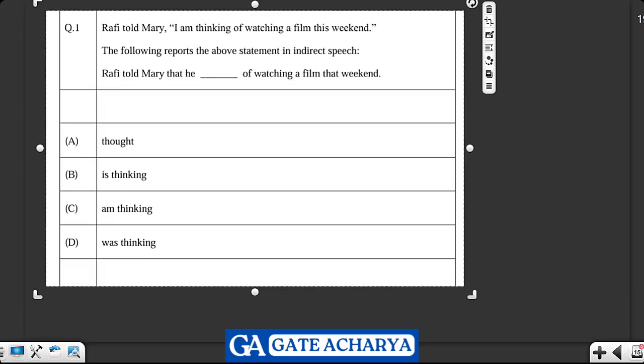Correct answer is not A. Correct answer is C. I am thinking of watching a film that weekend. Okay, sorry, this weekend. So when I refer to that, yeah, Vaishnavi, you are correct. The correct answer is: Rafi told Mary that he was thinking of watching a film that weekend. "He thought" cannot be a proper answer.